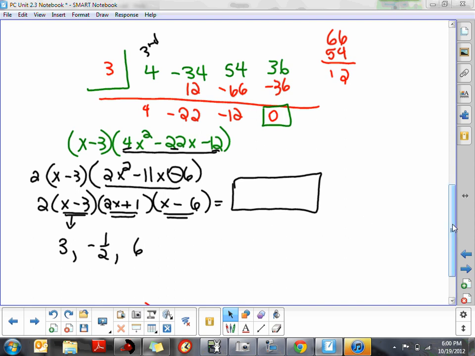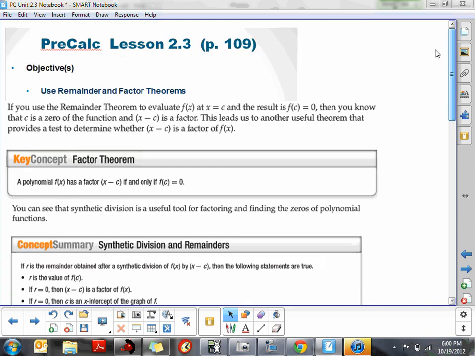So we're taking steps towards being able to solve polynomial functions through the tools of synthetic division, remainder theorem, the zero factor theorem, and the related zeros.